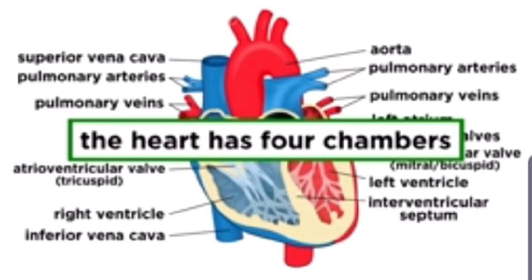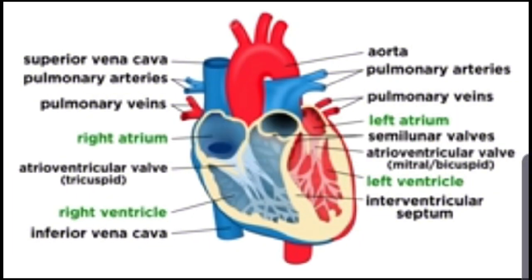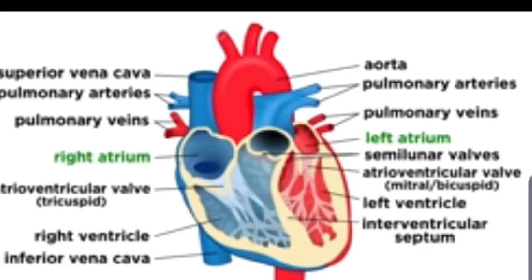chambers. Speaking of chambers, the heart has 4 of them. These are the 2 atria and the 2 ventricles. The atria are separated by the interatrial septum, and the ventricles are separated by the interventricular septum. The atria are the receiving chambers where blood arrives, which is then poured down into the ventricles.